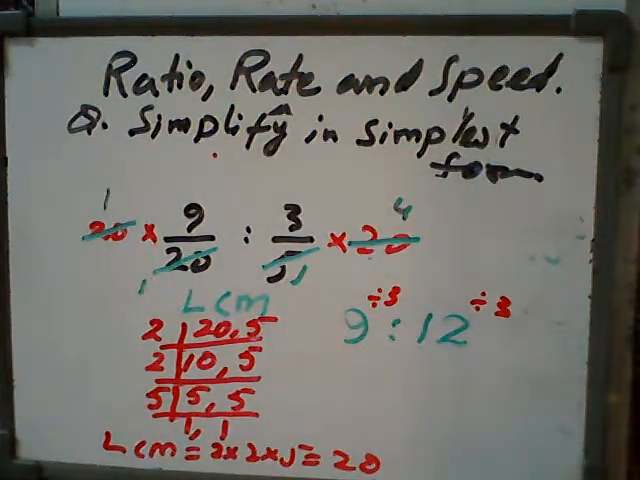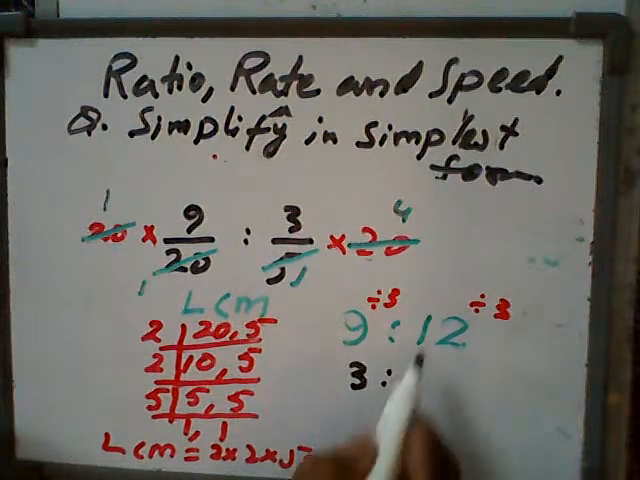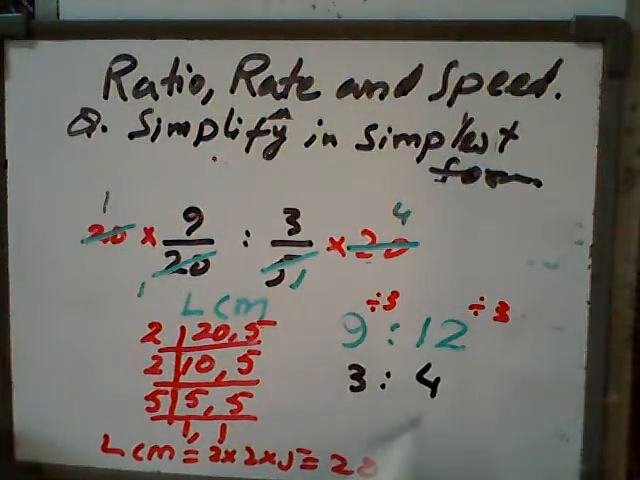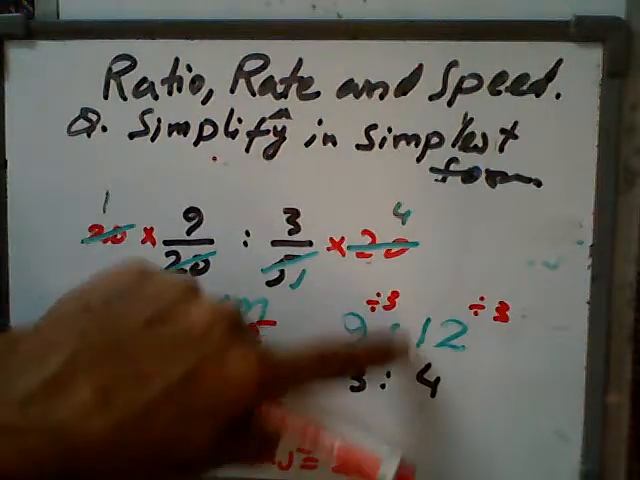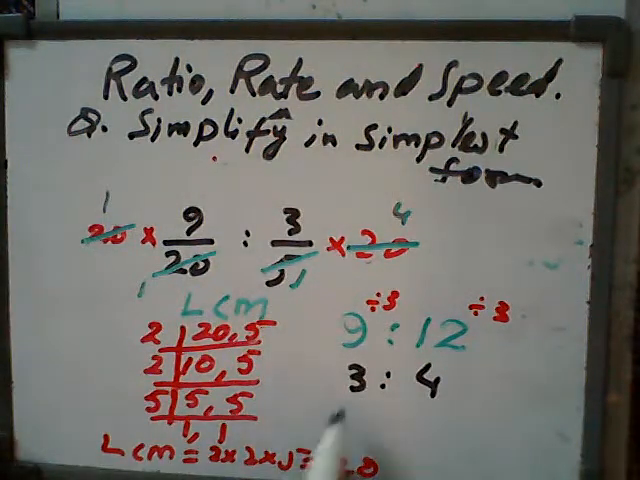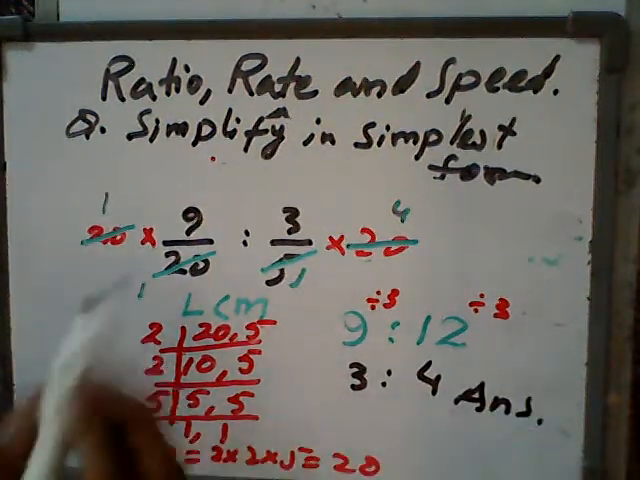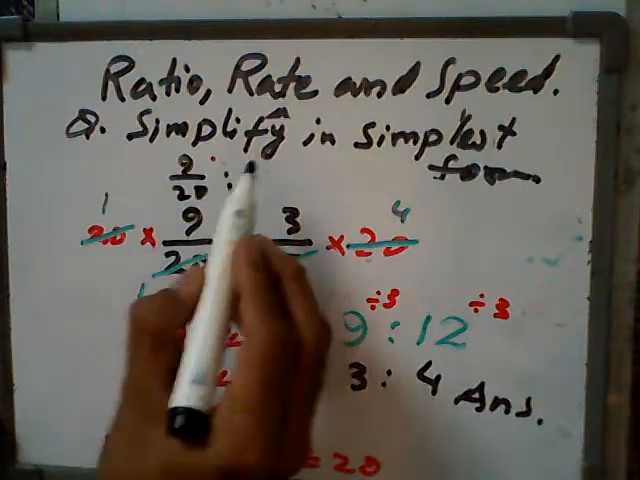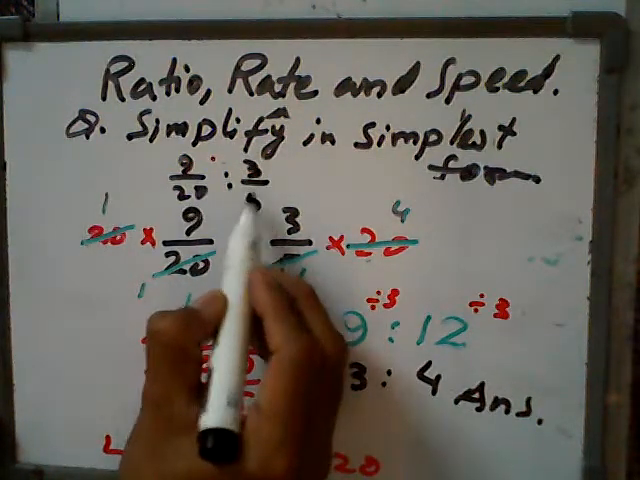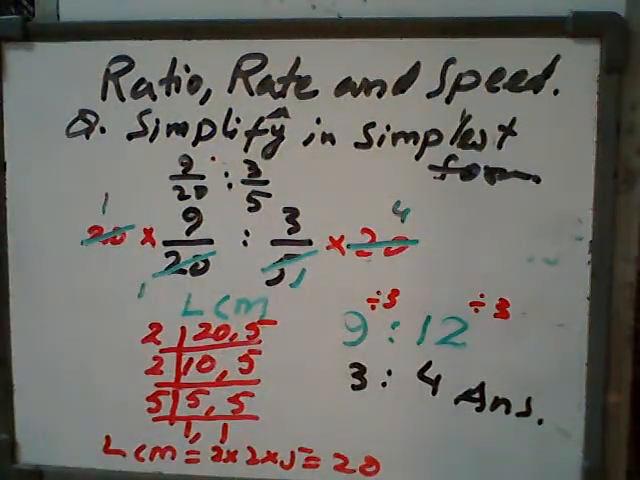So what comes then? If we simplify these both with 3, so it becomes 3 threes are 9, and this becomes 3 fours are 12. We are dividing by 3 to get 3. We are dividing by 3 to get 4. But these numbers cannot be simplified further, so this is the simplest form of this fraction, which was 9 by 20 and 3 by 5. This was the question which we have simplified into the simplest form.